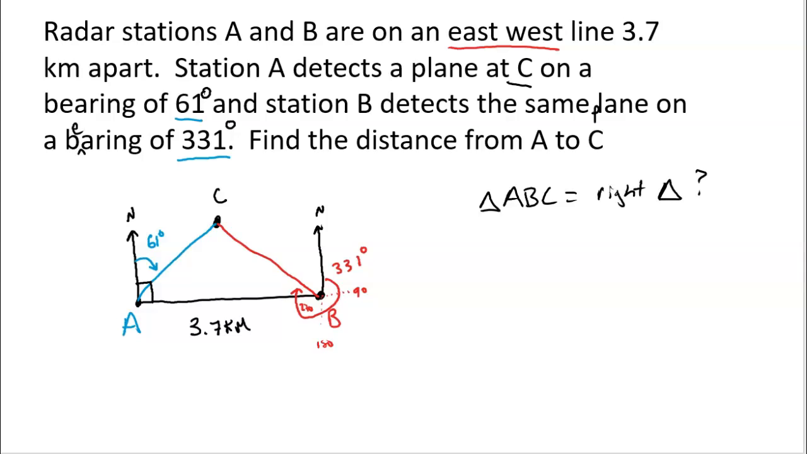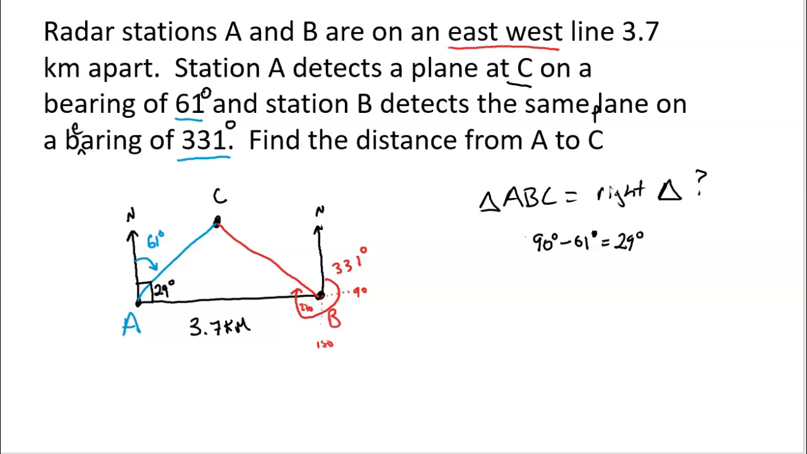The first thing I'm going to do is figure out what this angle down here is. I know that altogether angle A should be 90 degrees if I add up this little angle, 61, with whatever's inside my triangle. So inside my triangle, if I subtract 61 degrees from 90, I'm left with 29 degrees. So this angle should be 29 degrees. I'm going to do the same thing over here.